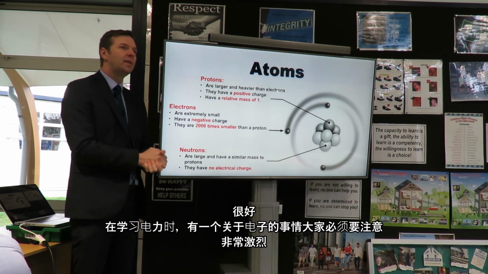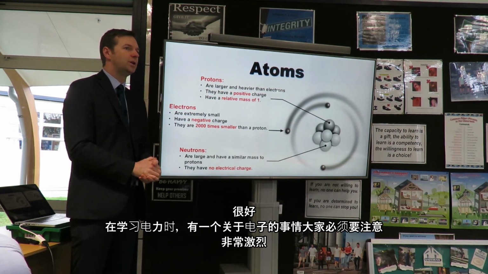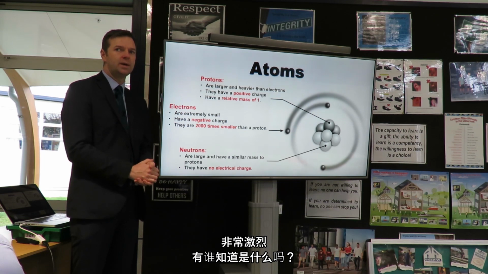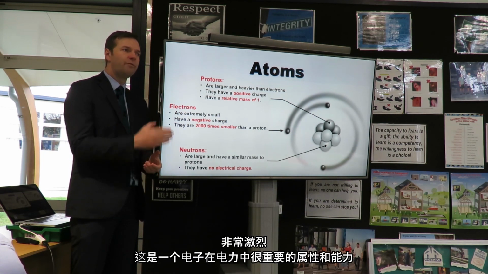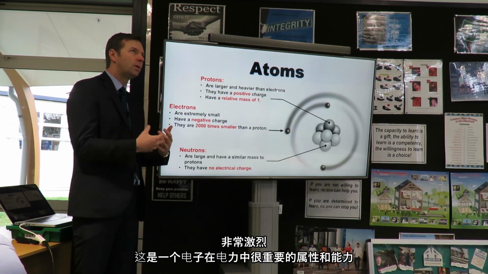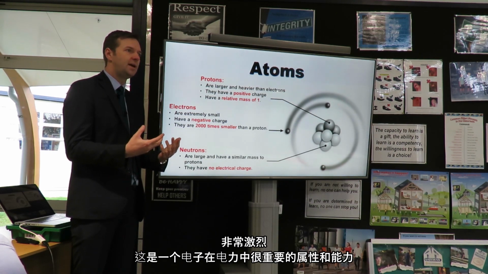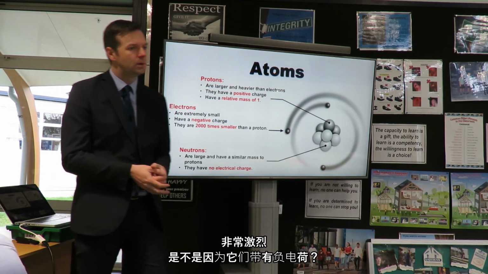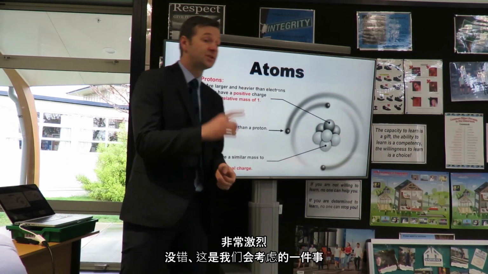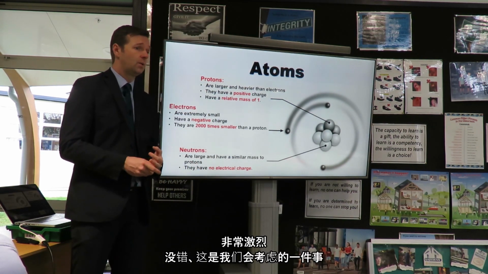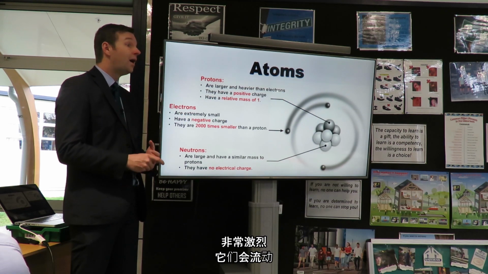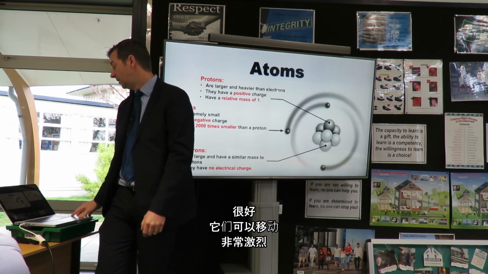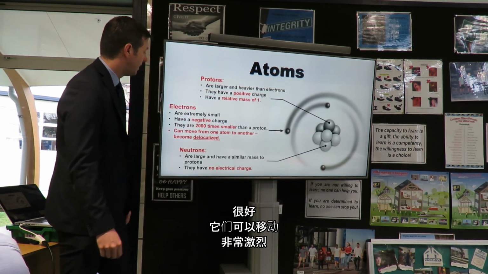Now, there's one thing that's important about electrons which you have to take into consideration when we're learning about electricity. Does anybody have any idea what it is? There's one very important property, or ability I should say, of electrons when we're talking about electricity. What do you think, William? Is it because they have a negative charge? That's true, that's one thing we could consider. They flow. Good. All right. They can move.